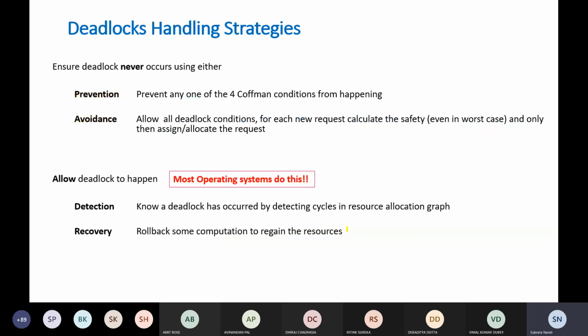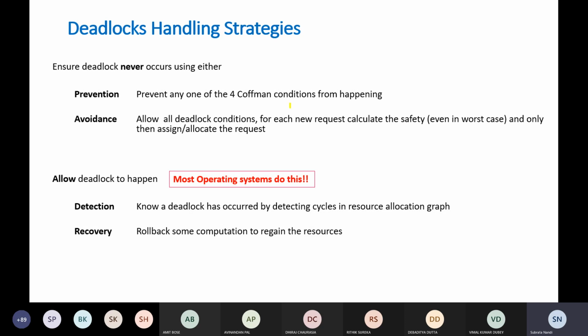In case of deadlocks also, we can have a similar analogy. So it can be prevention, avoidance, and detection and recovery. So prevention, what can be the prevention? How can we prevent deadlocks from happening? We target those 4 conditions, the Coffman conditions. This is non-preemption.